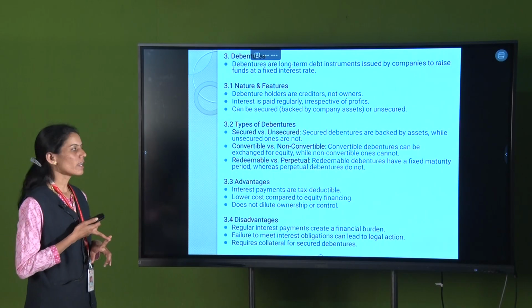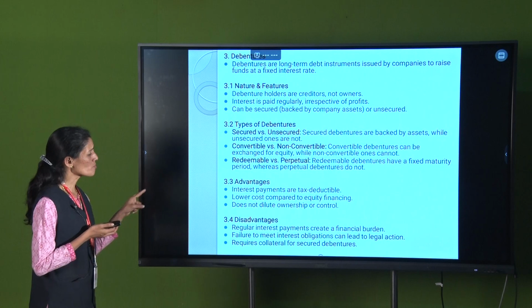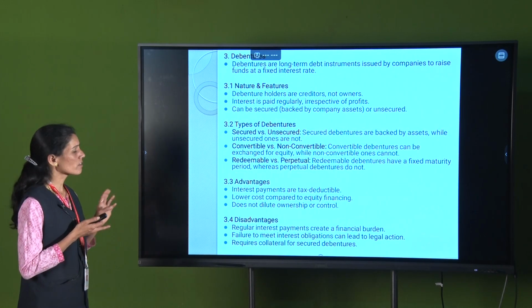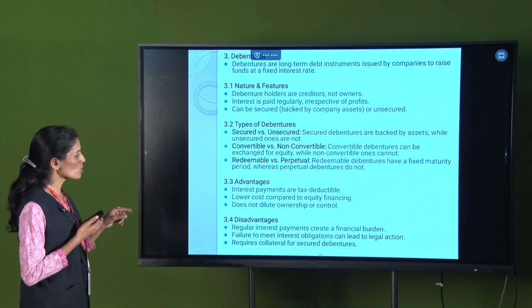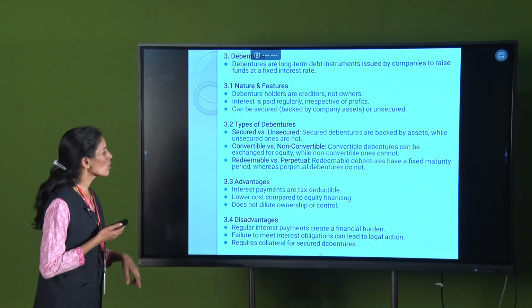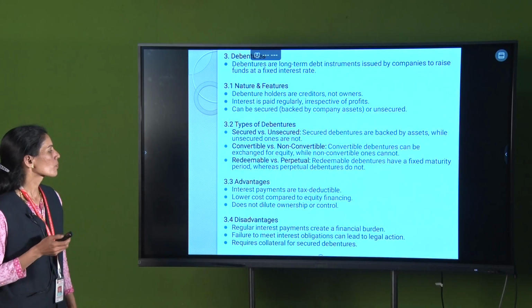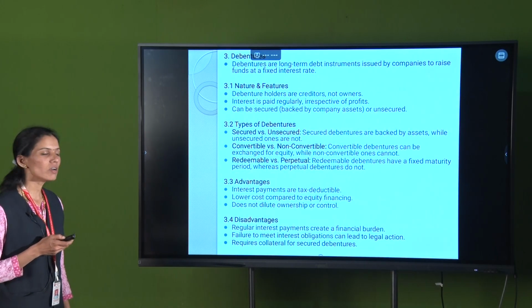Interest payments are tax deductible. If interest payment is done here, tax concessions or tax exemptions are given here. Lower cost compared to equity financing, and it does not dilute the ownership and the control.